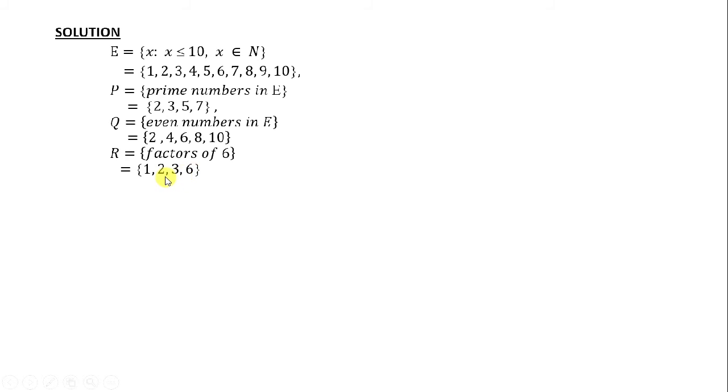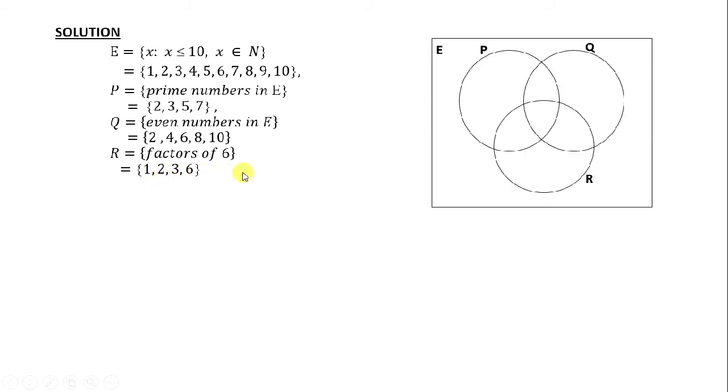They can go into 6 without leaving a remainder. So we have 1, 2, 3, and 6. So the question is saying, illustrate this information in a Venn diagram. Like what we did in the other previous questions, we'll have to first fill in the intersection of all the three sets. What is common between P, Q, and R is 2. So we'll put our 2 there.